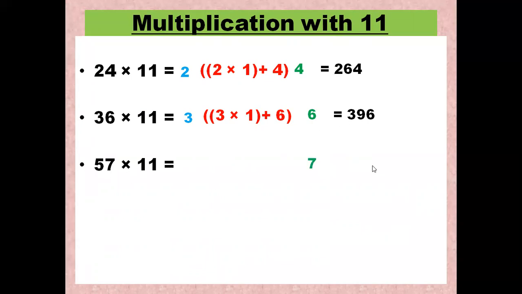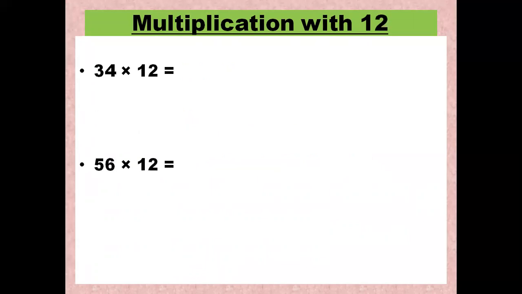Now we multiply 7 with 1, which gives us 7. 5 times 1, this one. 5 times 1 plus 7. Next is 5 will come as it is. Now we start the calculation from the right. 7 will come as it is. 5 times 1 plus 7 is 12. So we write only 2 and 1 is added to this 5, which gives us 6. So 57 multiplied with 11 gives us 627.